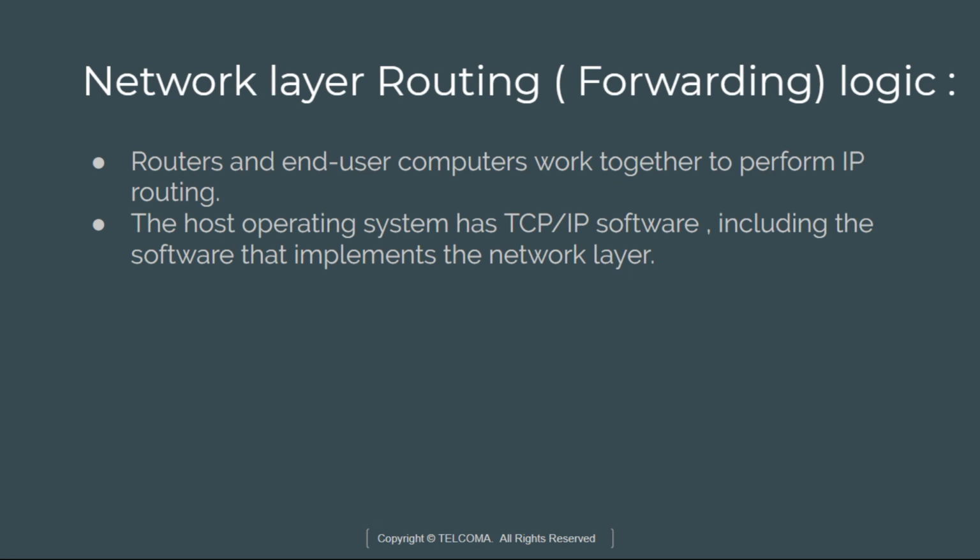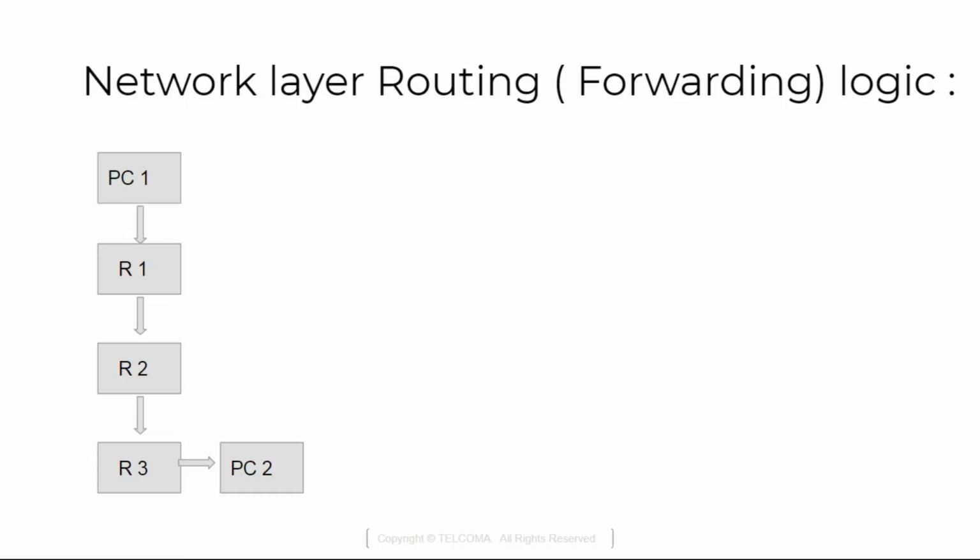Hosts use that software to choose where to send IP packets, often to a nearby router. These routers choose where to send IP packets next. Together, the hosts and routers deliver the IP packet to the correct destination. This is a process from PC1, R1, R2 and R3 and then PC2. PC1's destination is in another group, so it sends the packet to a nearby router.